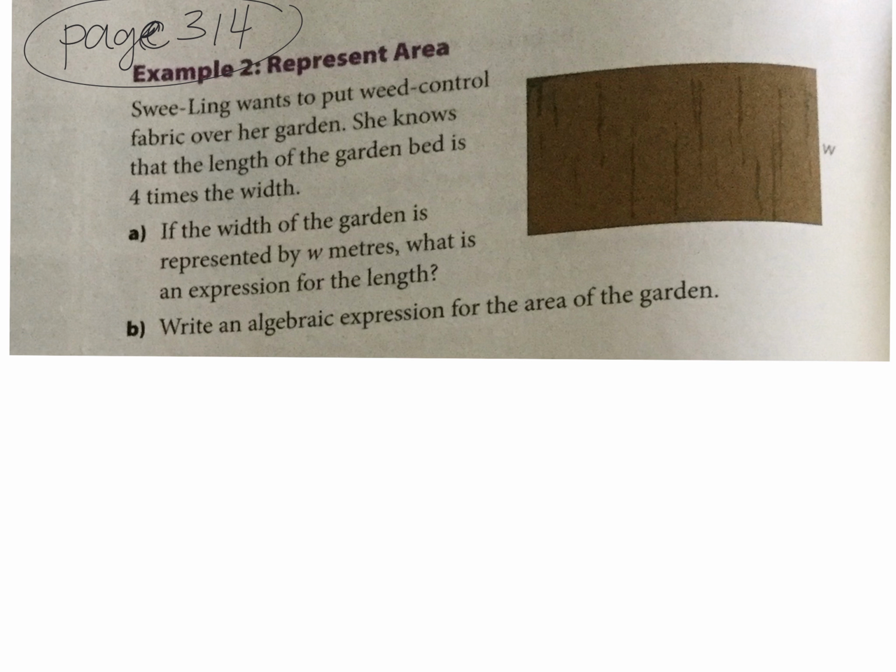The diagram, everyone sees the diagram. She wants to put weed control over the garden. So this is the garden, okay? And she knows that the length of the garden bed is 4 times whatever the width is.